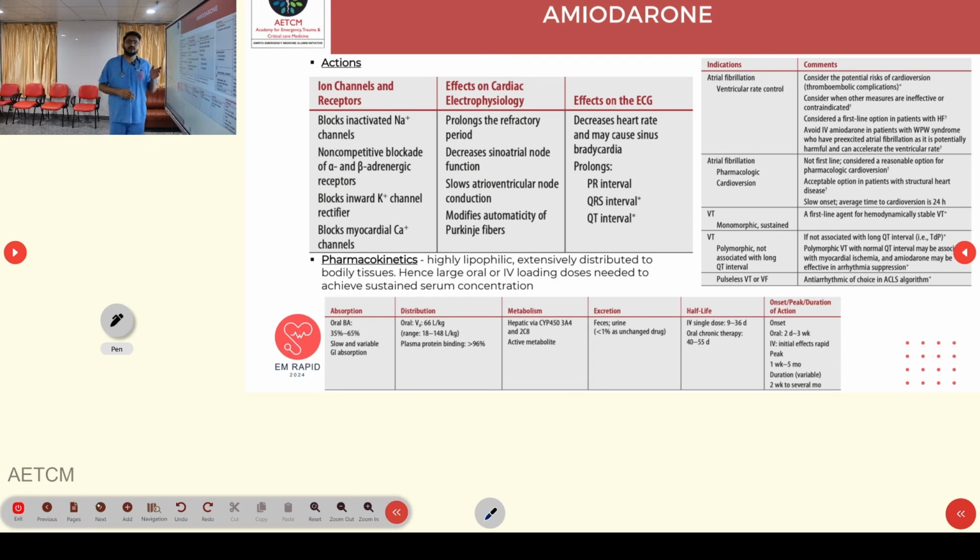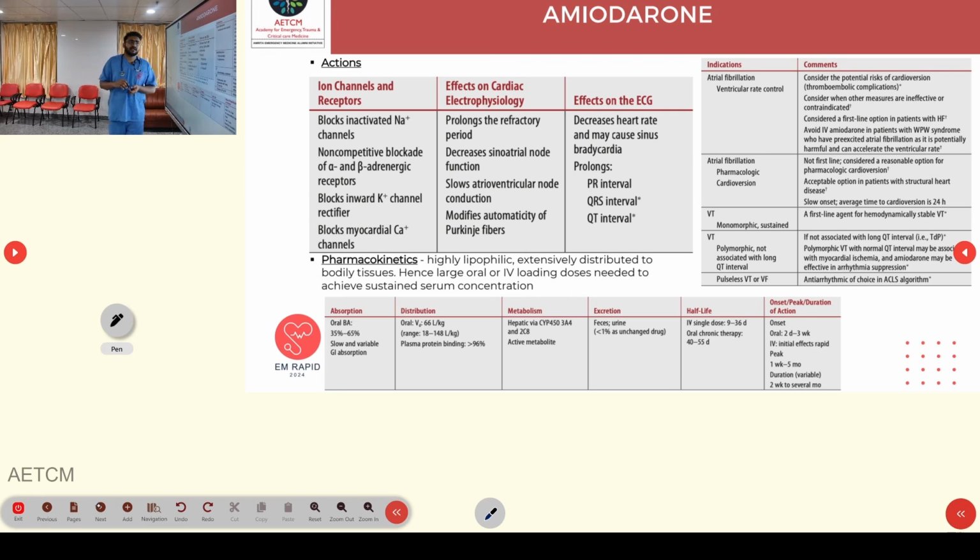Its effect on cardiac electrophysiology is that it prolongs the refractory period, decreases SA node function, and slows AV node function. So it slows the whole pathway of cardiac electrical activity, and it also modifies the automaticity of Purkinje fibers. It decreases the heart rate, and it can also cause sinus bradycardia. So it prolongs all the intervals. Since it goes slowly through the entire electrical circuit, it prolongs the PR interval, QRS interval, and the QT interval as well.